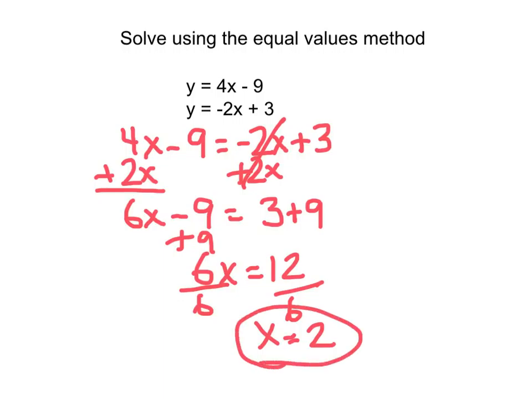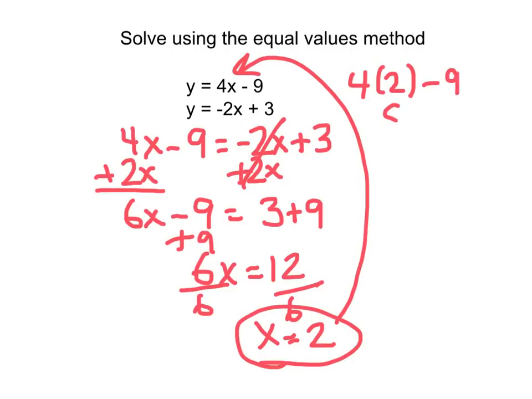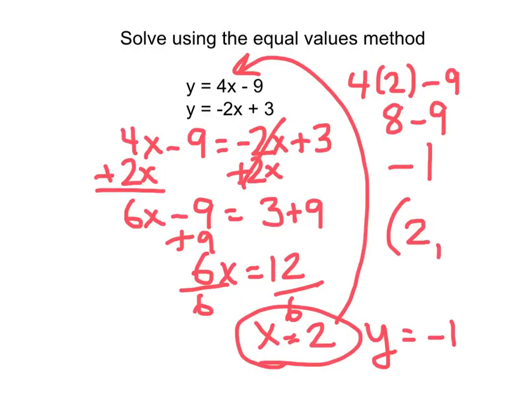Remember that after you get x, you plug it back into one of the equations. I'm going to plug it into the first equation. So 4 times 2 minus 9. That's going to be 8 minus 9, so that's -1. Alright, so y equals -1, and the solution to this system is the ordered pair (2, -1). Alright, so how'd you do?